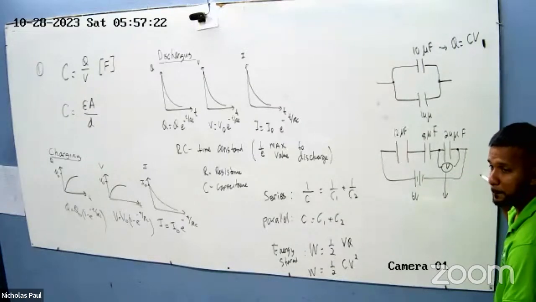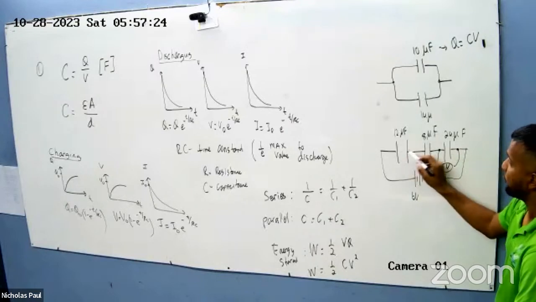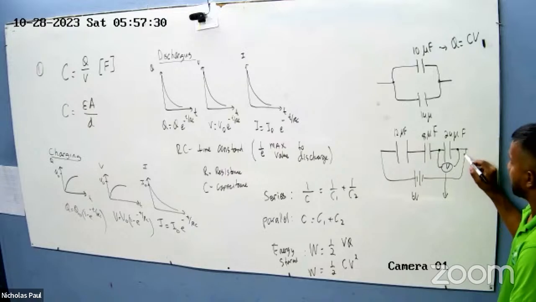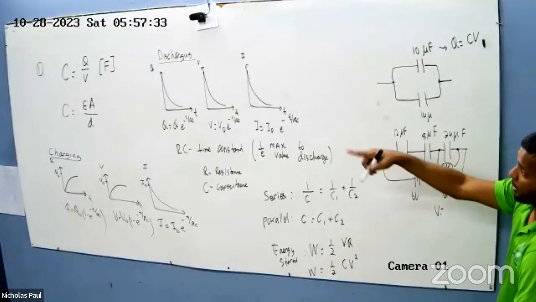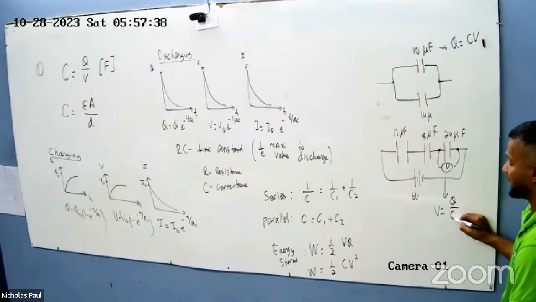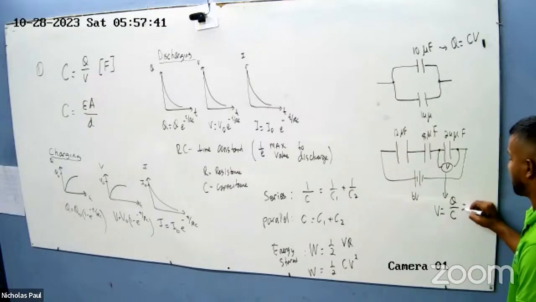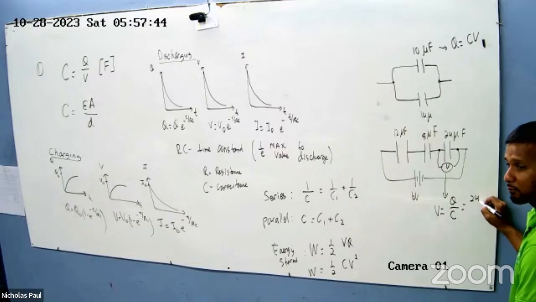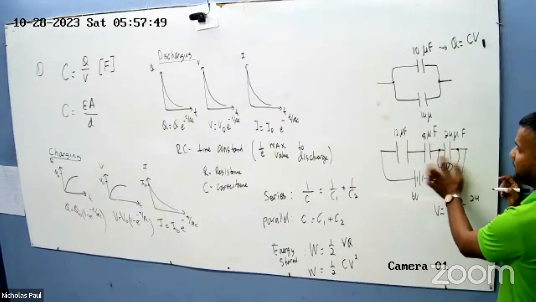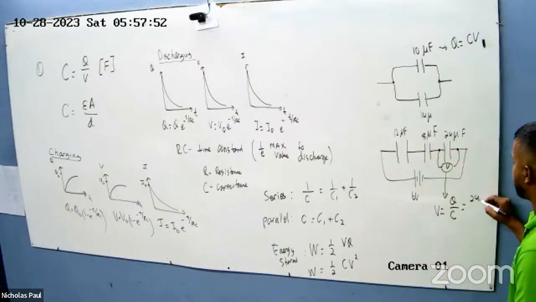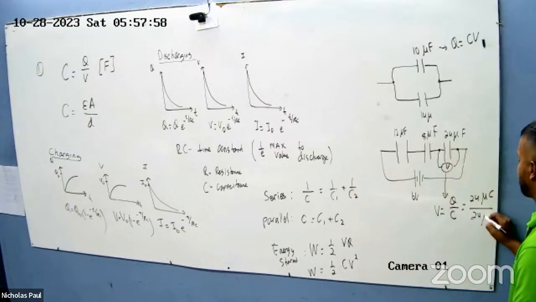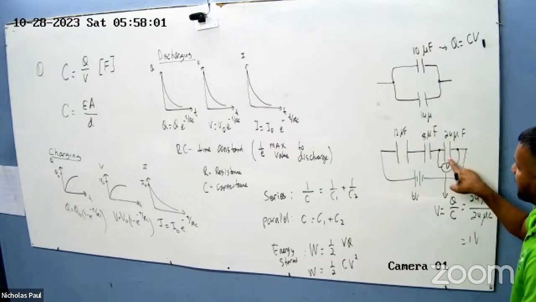How are we doing that? We know the capacitance, and we know the charge. The charge in the circuit was 24, right? Rearranging that same formula, the voltage here will be the charge over the capacitance. Remember, the charge in series is the same. So the charge here is 24 microcoulombs and the capacitance here is 24. So it means that the voltage here is 1.